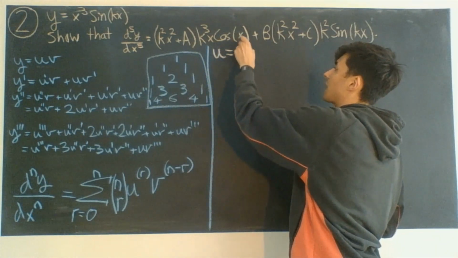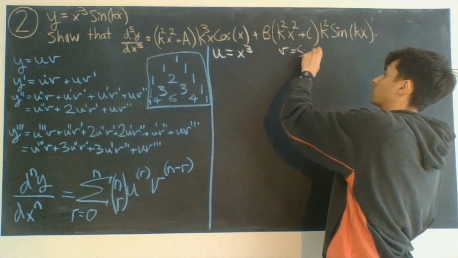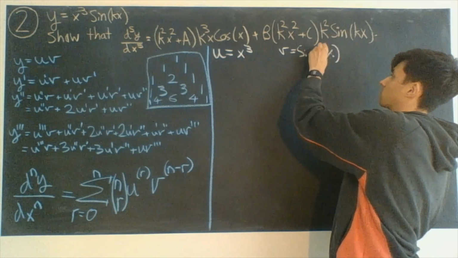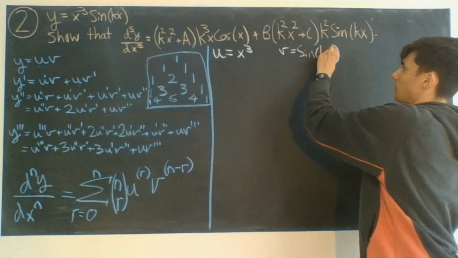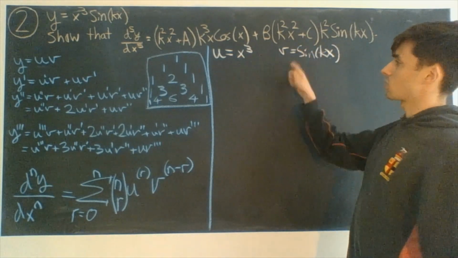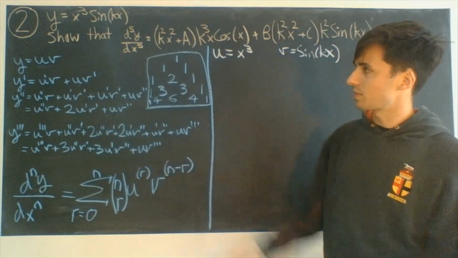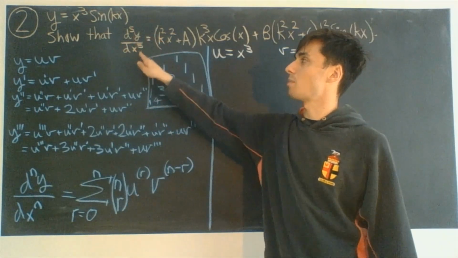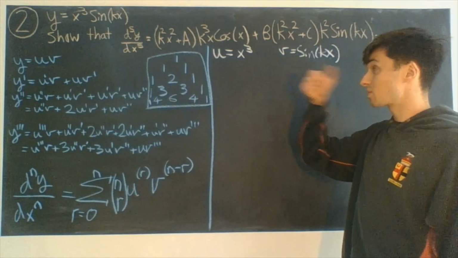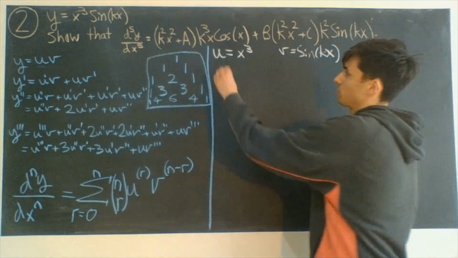So u equals x cubed, v equals sine kx. We make that a little bit nicer, there we go. u is x cubed and v is sine kx. And what we'd like then, for the fifth derivative, because we want d^5 y by dx^5, we need to think about the derivatives up to the fifth one for u and v. So let's work through with u first.